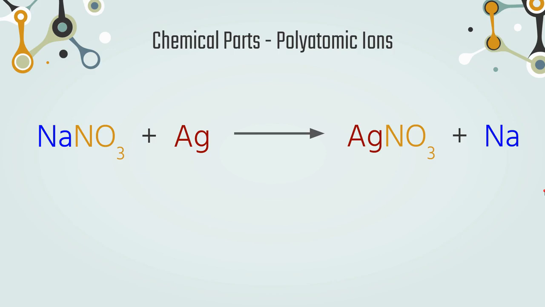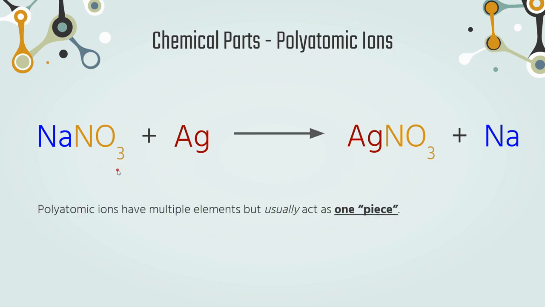Also, we talked about polyatomic ions in a previous section. Notice that NO3, even though it's made of multiple elements, nitrogen and oxygen, it acts like one piece. Even though it's multiple elements, it stays together on both sides of the reaction.